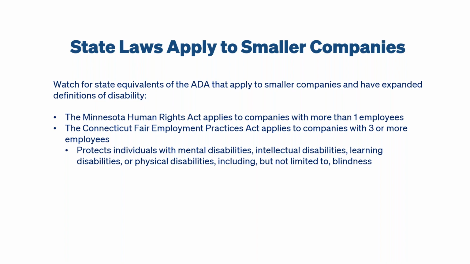The Connecticut Fair Employment Practices Act, for example, specifically protects individuals with mental disabilities, intellectual disabilities, learning disabilities, and physical disabilities, including but not limited to blindness. That's spelled out in their law. Other laws are not as detailed. They use the word disability, and you would look to the definition of disability in the federal law, the ADA, to define disability when you're looking at one of those state laws.